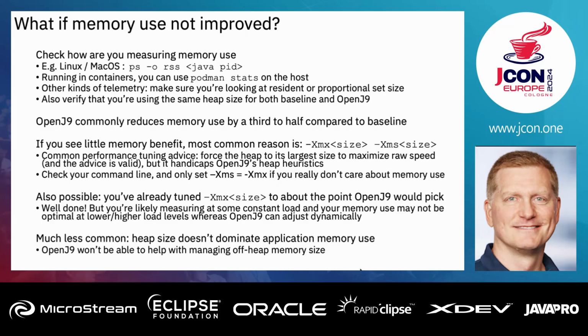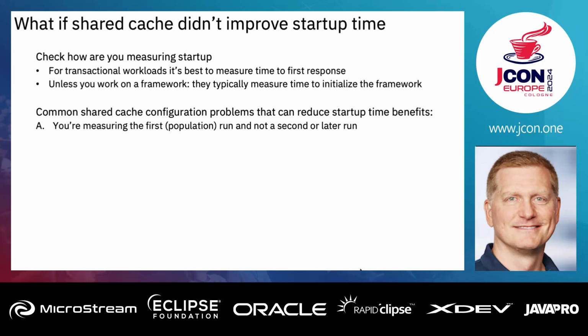Yeah, it's also possible that your heap size doesn't dominate application use. Like if you have tons of off-heap memory use, I can't do anything about that with OpenJ9. It's not being managed. What if the shared class cache doesn't improve time?